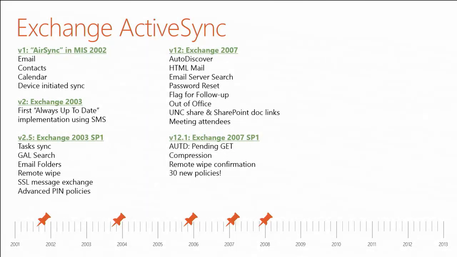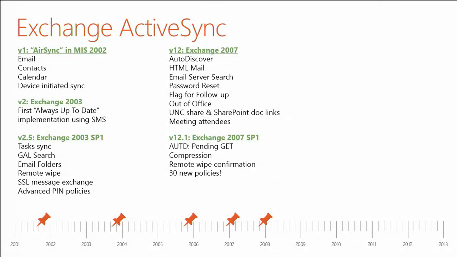So in 12.1, we added the ability to do a pin and get, which we thought a little more efficient. We added compression so that for attachments or just large mails, when you're in a mobile protocol, bits over the wire is a major consideration. So we added compression to the protocol. A remote wipe confirmation so that you actually know your request to wipe the device was successful. And we added a ton of policies.